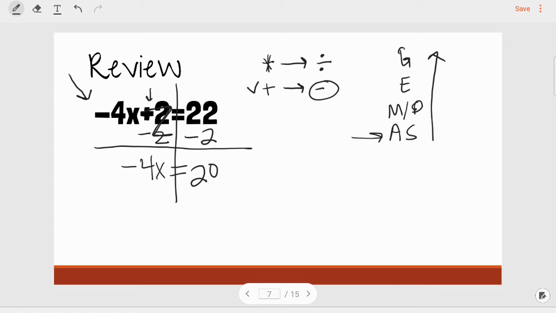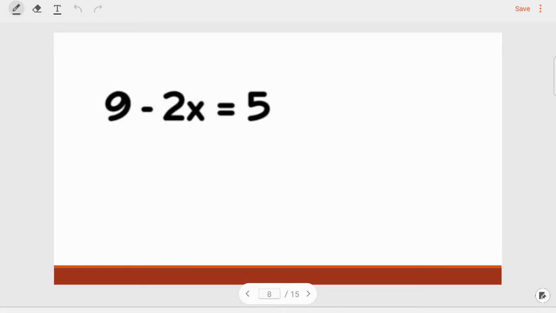Okay, next step. So I took care of getting rid of the addition and subtraction. Let's get rid of the multiplication with division. Since this is multiplication, I'm going to divide. Since I am multiplying by -4, I'm going to divide by -4. Dividing by -4 gives me x equals -5. So that's our review. That's the stuff that we've been working on.